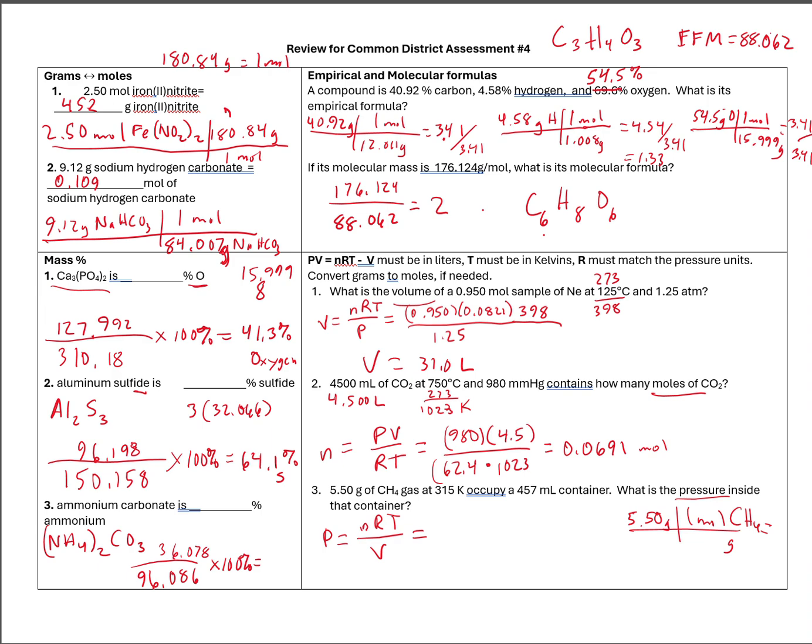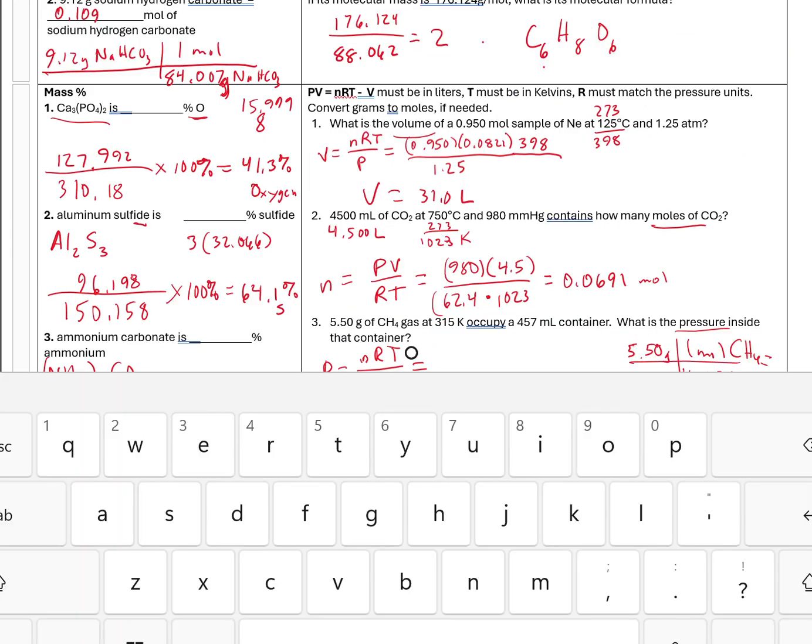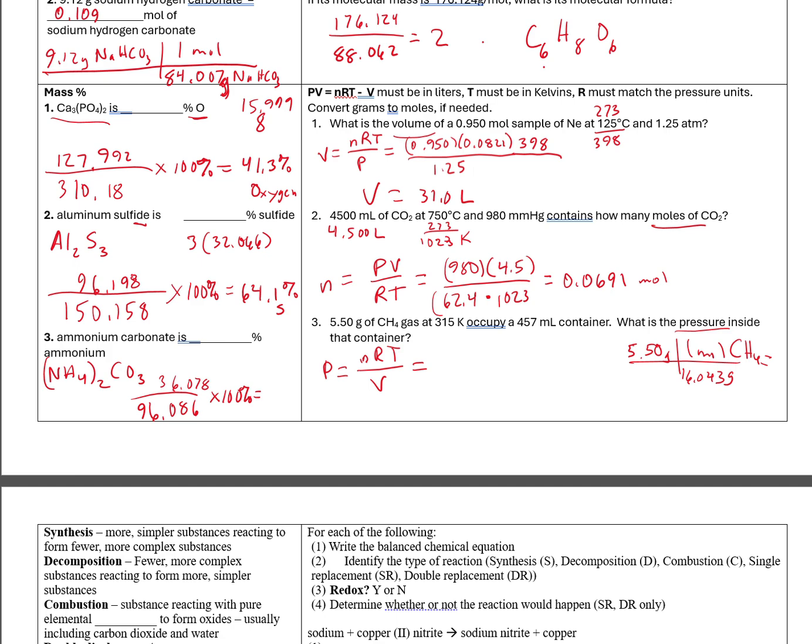So that molar mass for CH4 is 16.043. And so the number of moles are 0.343. So there we go. 0.343 times, I'm going to pick 0.0821 because they didn't tell me which R value to pick, and I like that one.